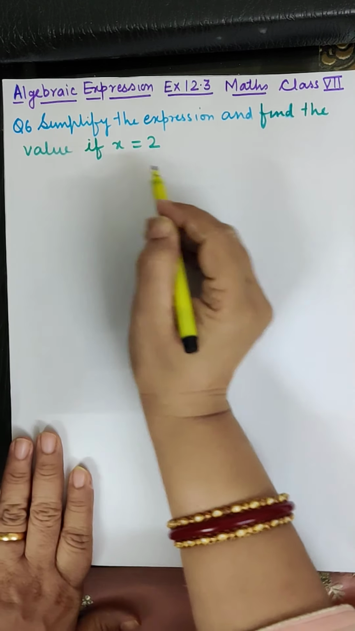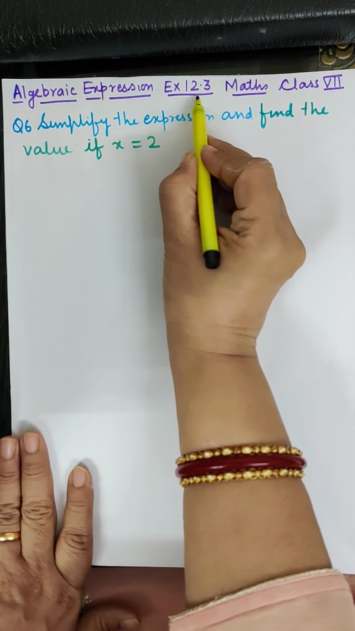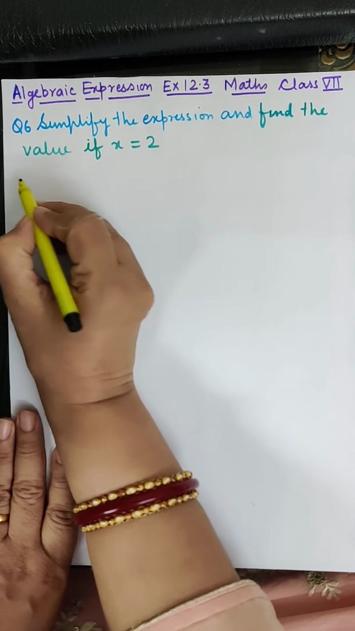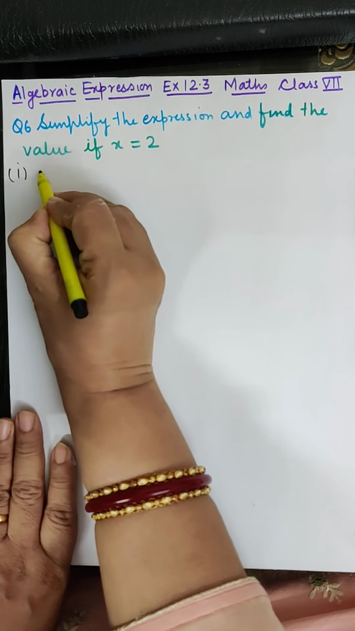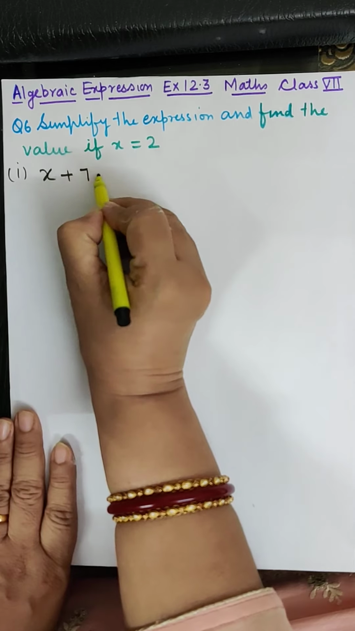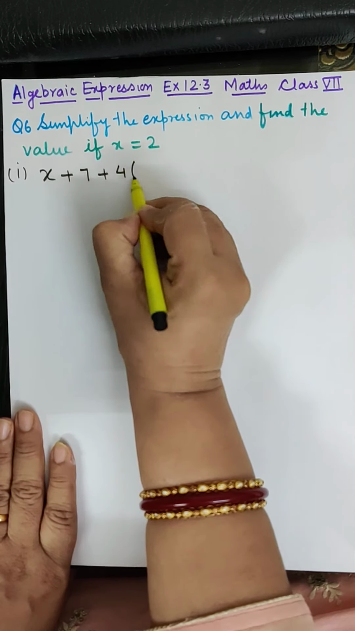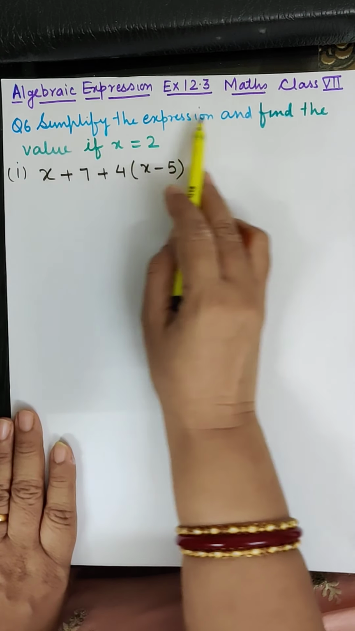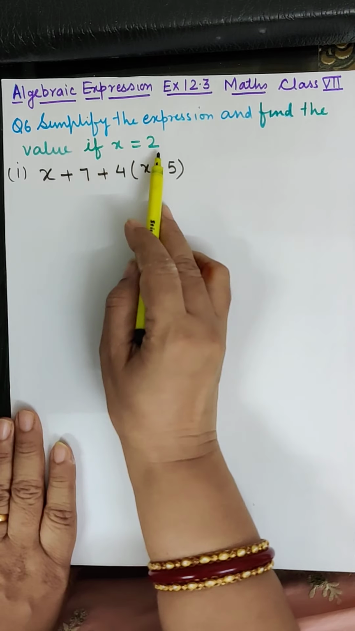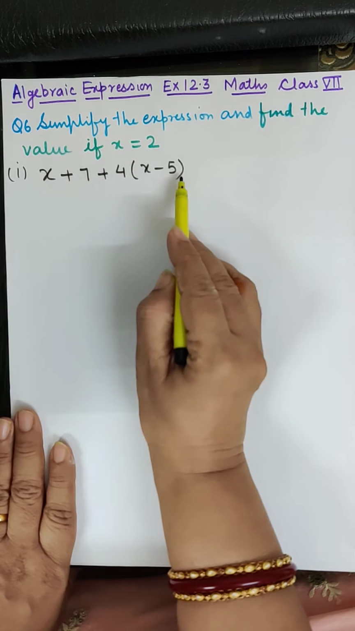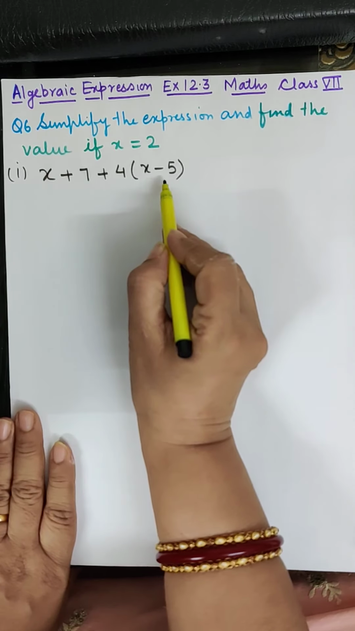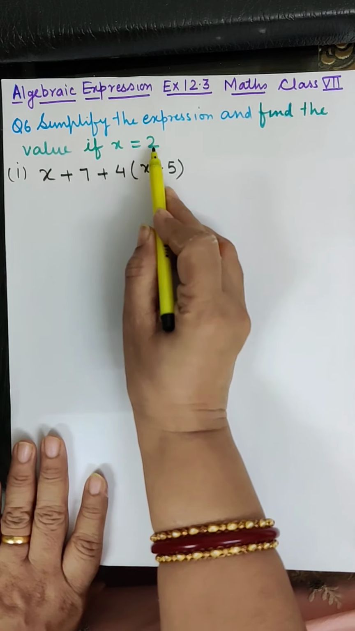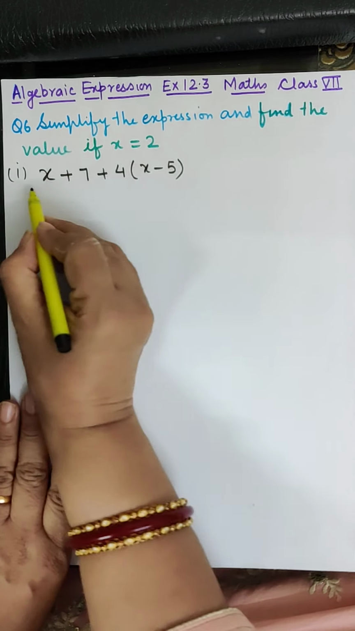Children, in today's class, we shall start with question number 6 of exercise 12.3. The topic is algebraic expression. The first part of the question is x plus 7 plus 4 within bracket x minus 5. First I read the question. The question is simplify the expression and find the value if x is equal to 2. So this expression is given. We have to simplify this expression, and after simplifying the expression we have to put the value of x as 2. So first we solve this.